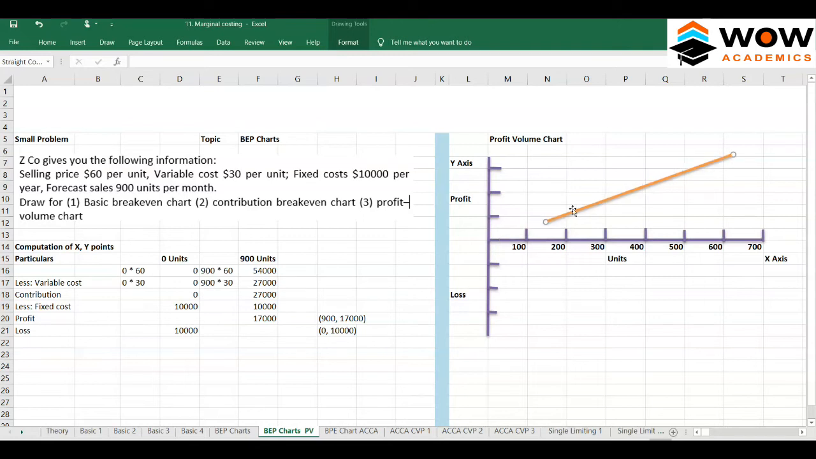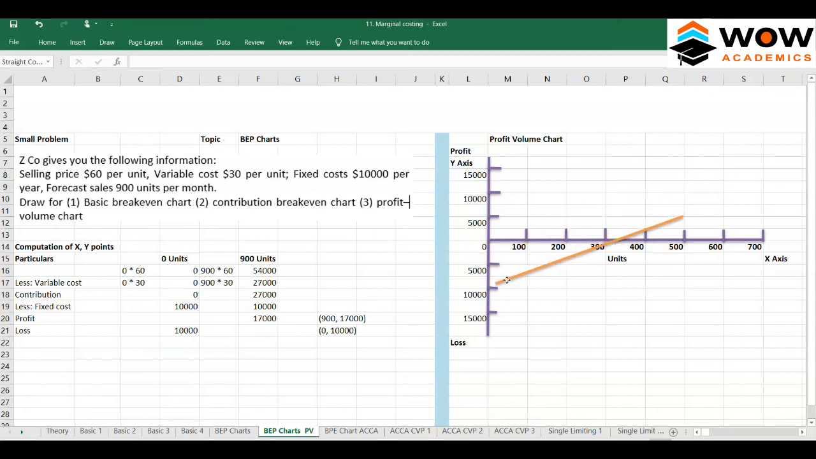So first we have to mark the scale. This point is 0, and here we'll mark 5,000, 10,000, 15,000. These are loss. And on the other side, this is 5,000 of profit, 10,000 and 15,000. So when we mark 0 units and 10,000 loss, here we have 1 point, so you can mark it there. And for 900 units, we have to extend the scale.